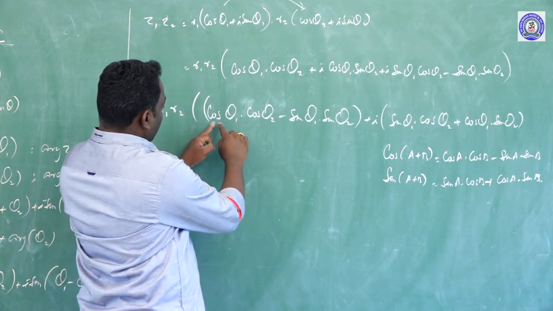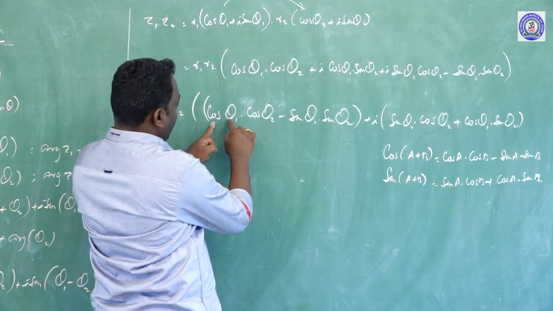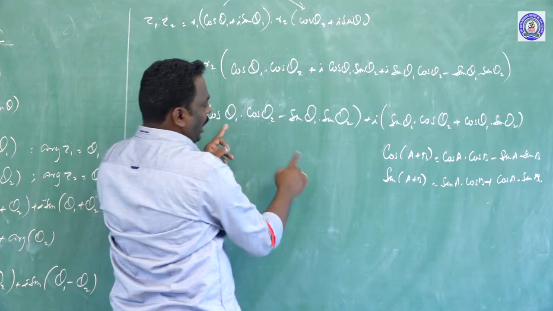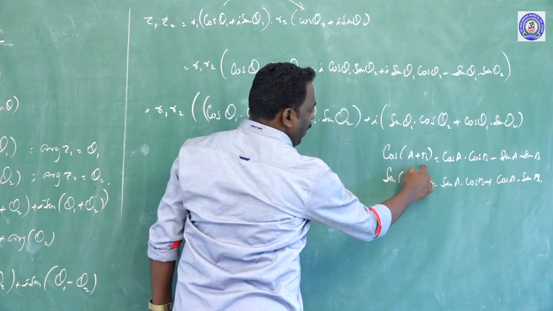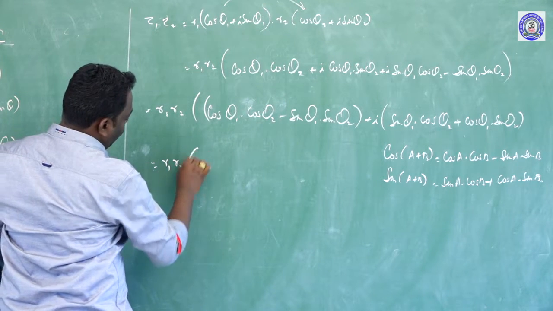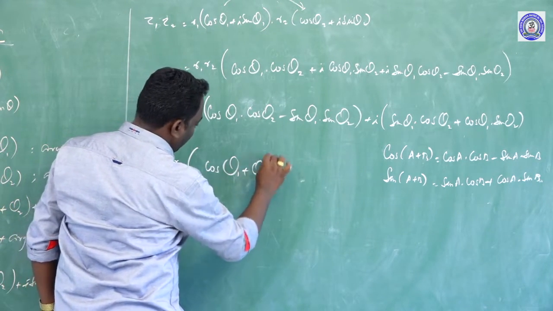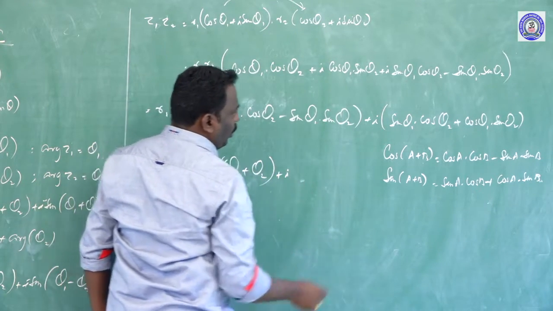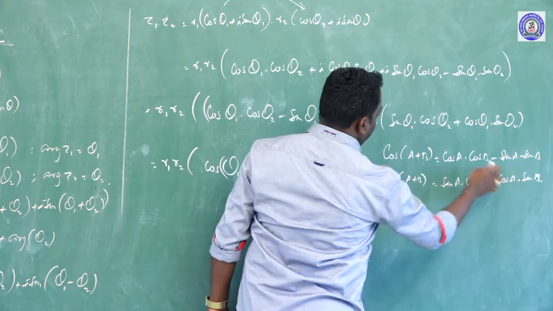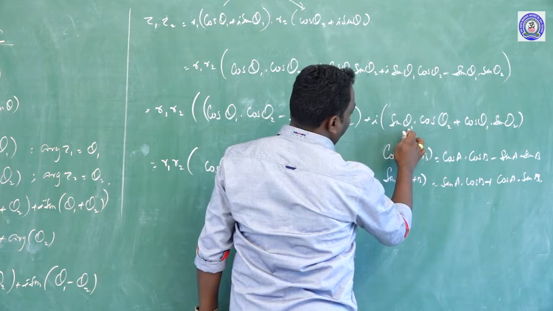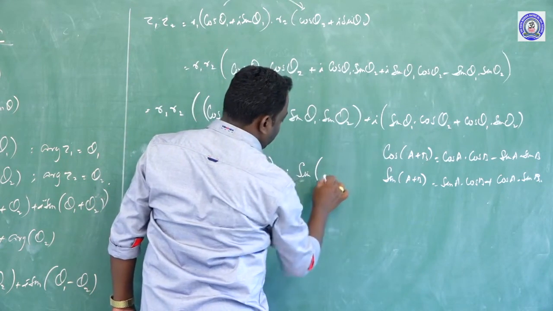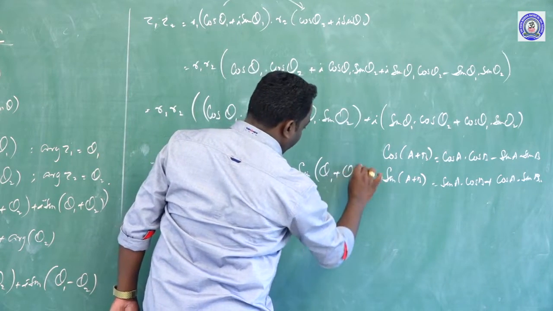Therefore, the first bracket, cos theta 1 into cos theta 2 minus sin theta 1 into sin theta 2, is cos A cos B minus sin A sin B, with A equal to theta 1 and B equal to theta 2. We can rewrite this bracket in the cos A plus B form, so R1 into R2 times cos of theta 1 plus theta 2. Then plus i into the second form, sin A into cos B plus cos A into sin B, which we can write as sin of theta 1 plus theta 2.